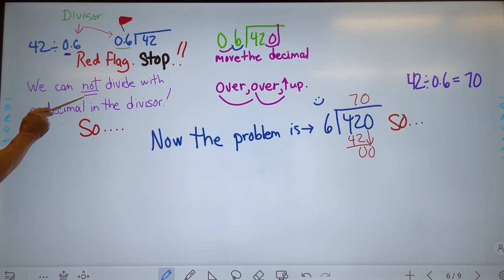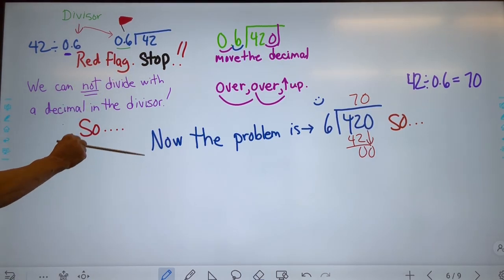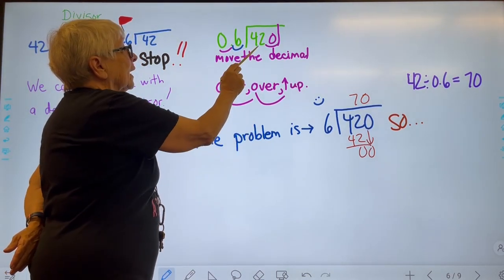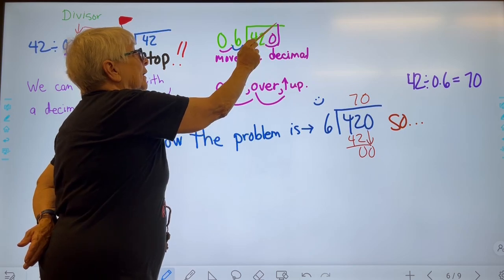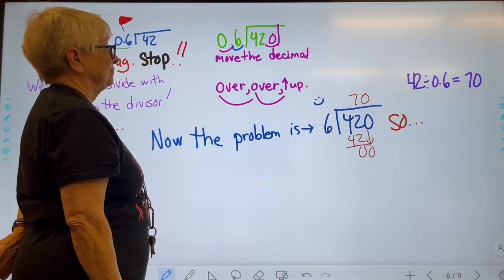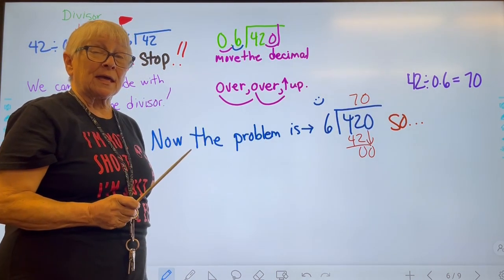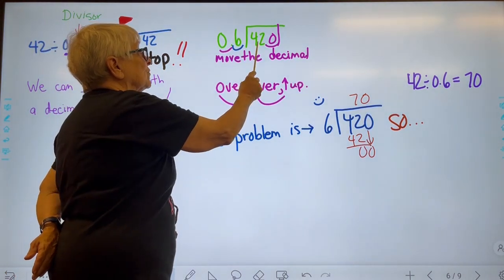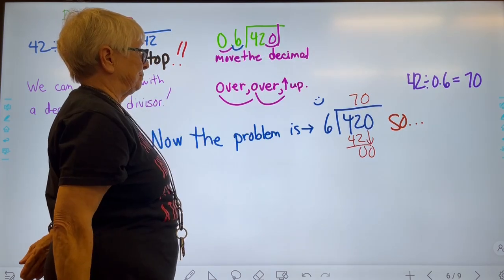We cannot divide with a decimal in the divisor. So if you see a decimal in the divisor, stop and think. And what you're going to think is over, over, up. Okay? So I have to move this one spot and bring it straight up. I'm multiplying them both by 10. When I multiply by 10, I move the decimal one spot and bring it up.